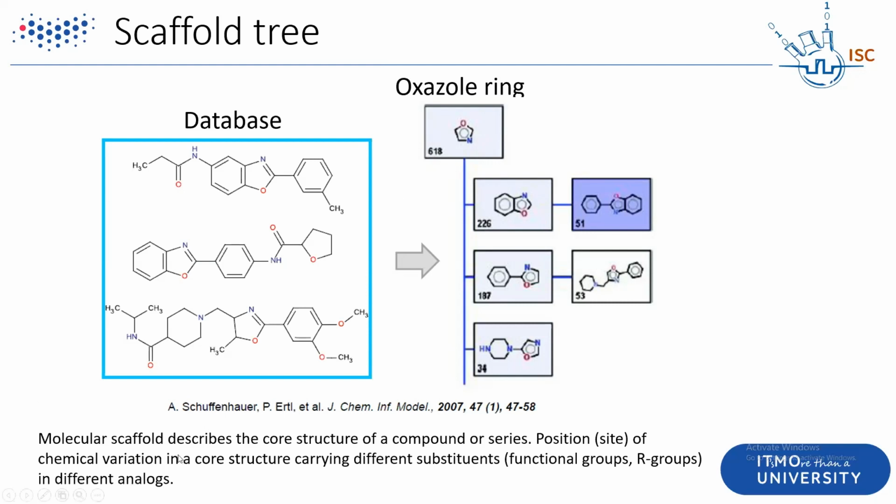So a molecular scaffold describes the core structure of the compound or series of compounds, and the position of chemical variation in the core structure carrying different substituents, like functional groups in different analogs. As shown here, we have different analogs, we have different functional groups, we have a similar molecular scaffold, and all this is very important to screen the molecular space.